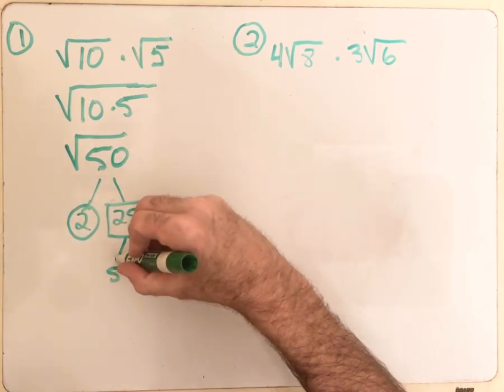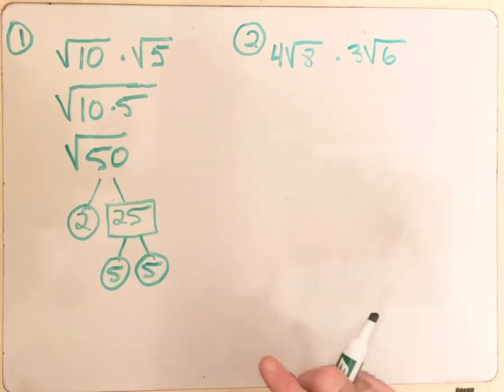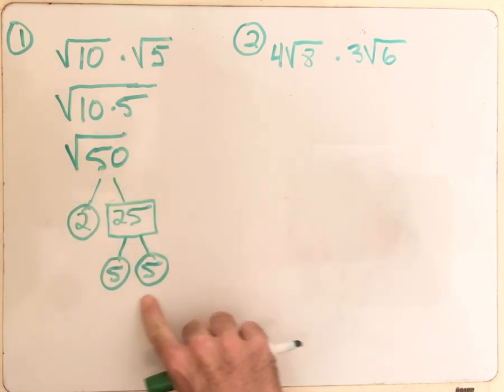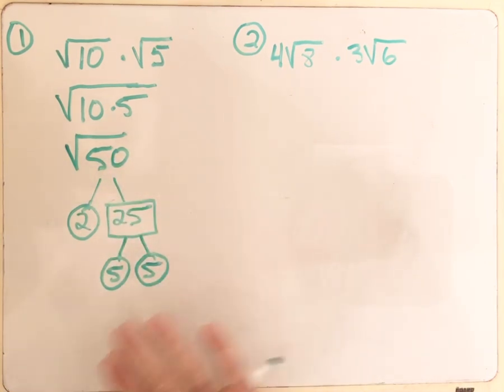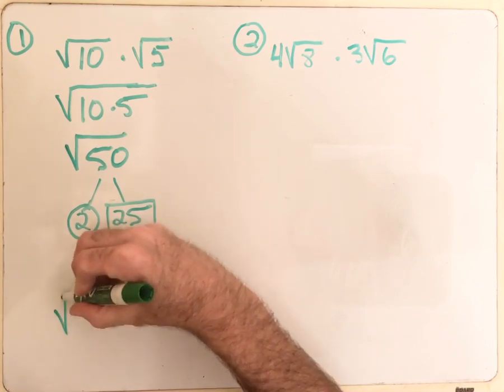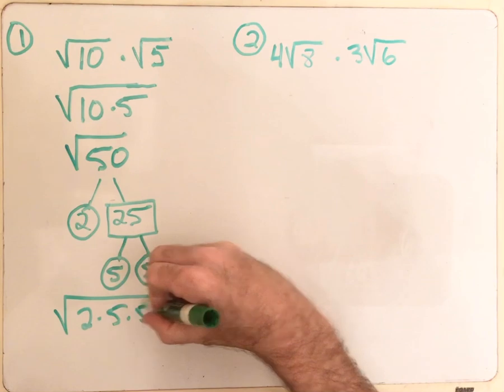So we've got 5 times 5. These are both prime. Even if they weren't prime, we're going to stop. Whenever you're factoring and you get it down to a pair of numbers, stop factoring. There's nothing left that you need to do. We've got our square roots. Now we're going to rewrite this: 2 times 5 times 5.